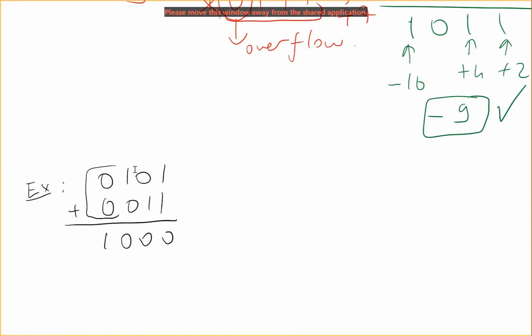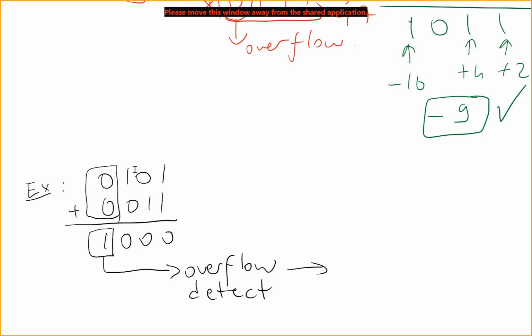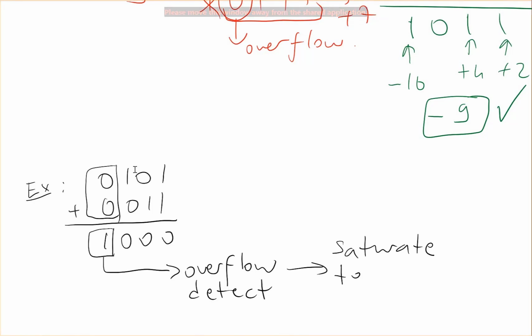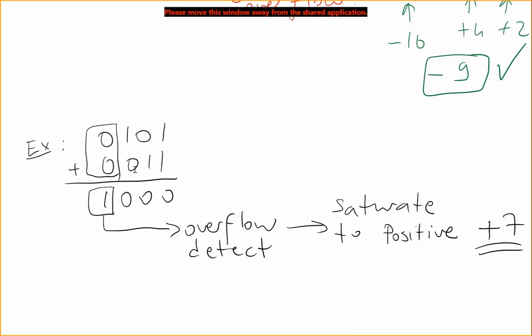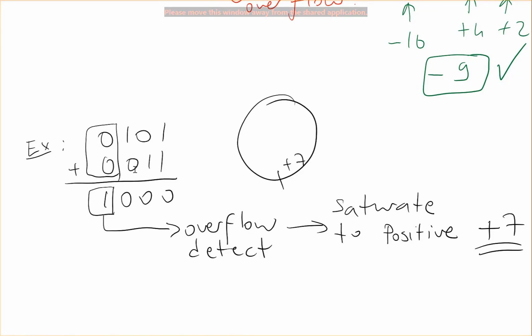In this case, saturation works like this. You look at the sign of your operands: they are positive, and the result is negative, so you know there is overflow. Once you detect overflow, you can saturate to positive 7. What happened? I added 2 positive numbers and got a negative number. I know I had this circle, right? I had plus 7 here and minus 8 here, in my circle. Since I went over this boundary, it gave me a negative number.